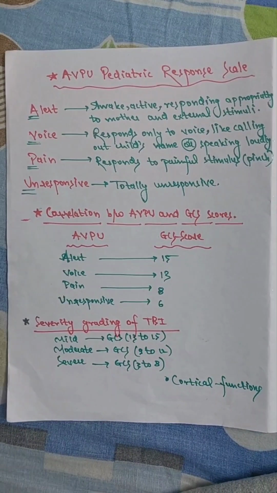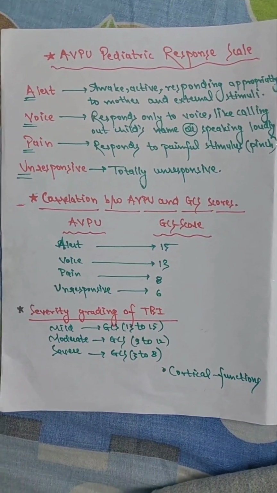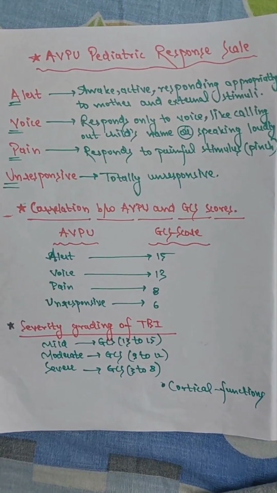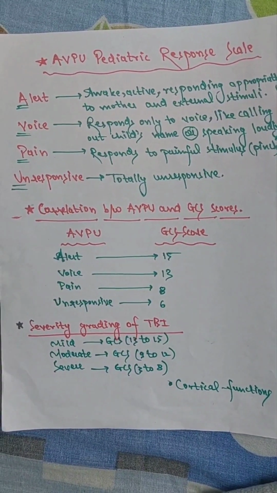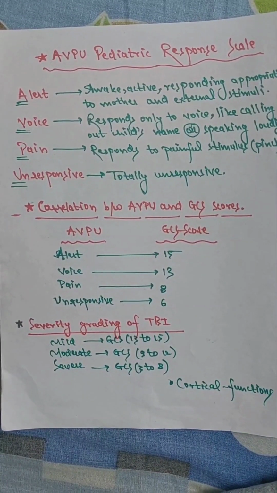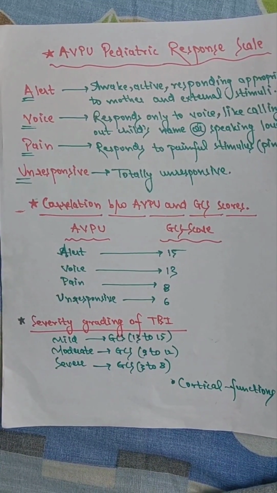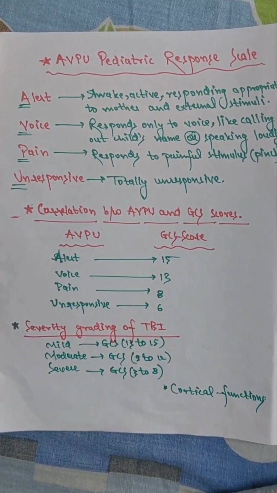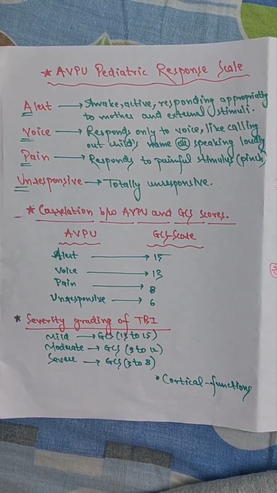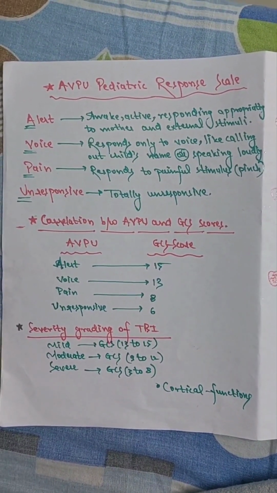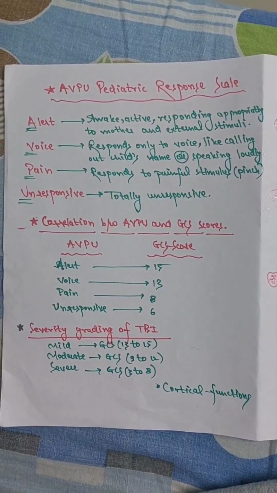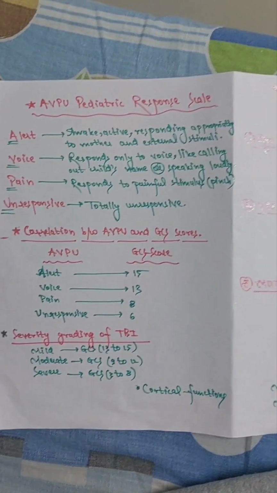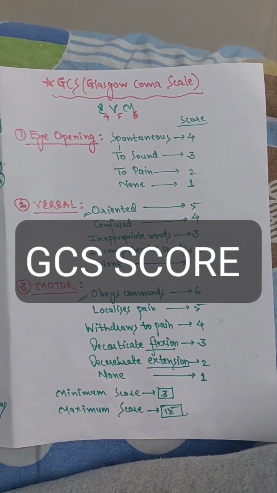And for severity of traumatic brain injury, according to the GCS score, it can be categorized as mild, moderate, and severe. If the GCS score is between 13 to 15, it is a mild traumatic brain injury. If it is between 9 to 12, then it is moderate. And if it is 3 to 8, then it will be severe. And you all know that the indication for intubation is GCS less than 8. And this GCS and AVPU scales represent the cortical functions. So this is one of the very important scales, that is the Glasgow Coma scale.